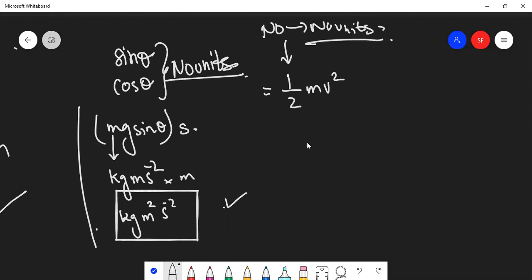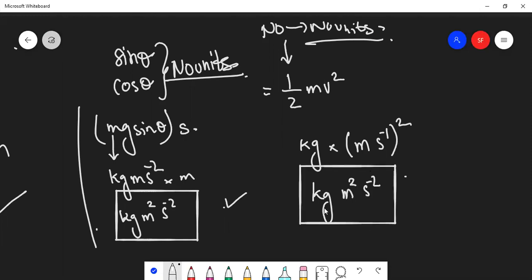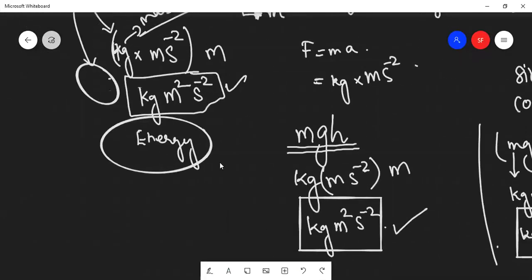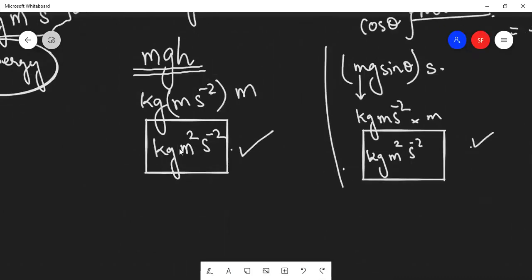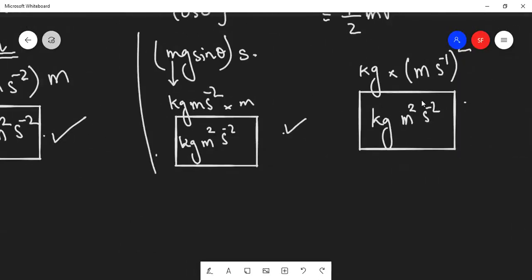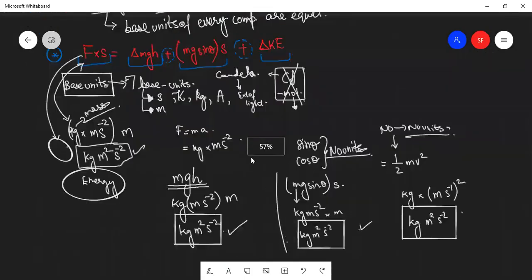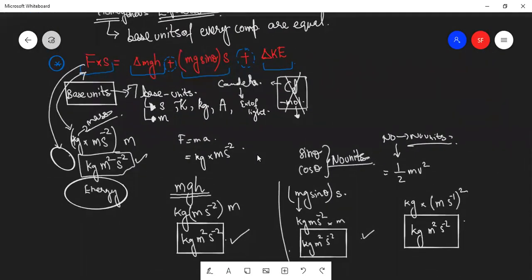What's the unit of mass? kg. m s minus 1, squared. So what will it become? m squared s minus 2. So all of these components have exactly the same base units, kg m squared s minus 2. Same base units means that this equation is correct mathematically, and it's a homogeneous equation.